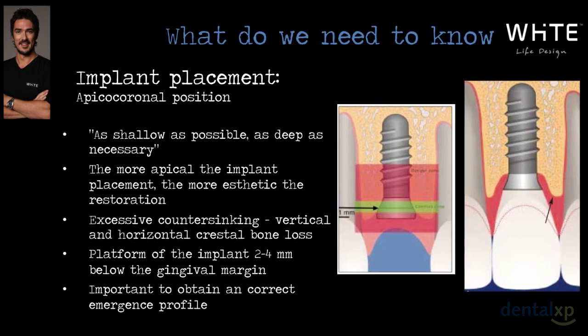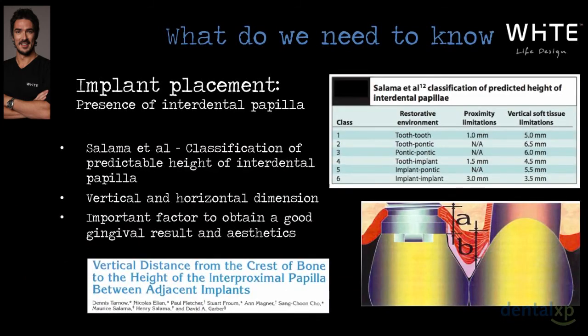However, with excessive countersinking, you can lose the bone, and this doesn't happen immediately. It will happen over a period of time, leading to the loss of the papilla in between the adjacent teeth. So it's very, very important that you actually do this at the right level for the implant you're using. Different implants, different heads of implants, different shapes and types require different positioning.